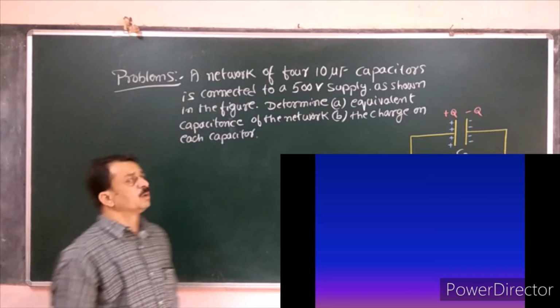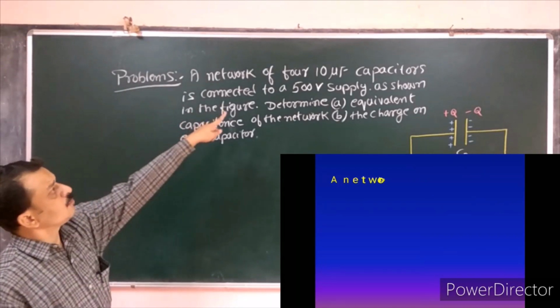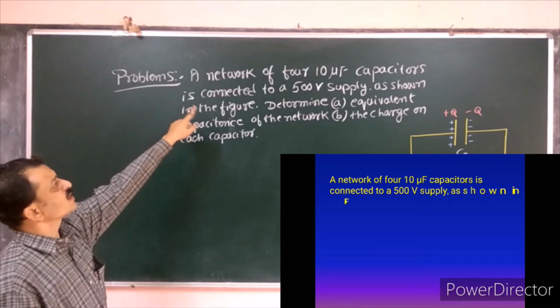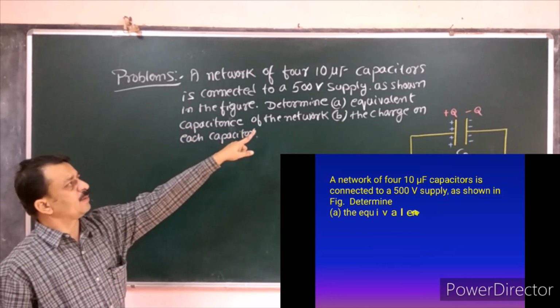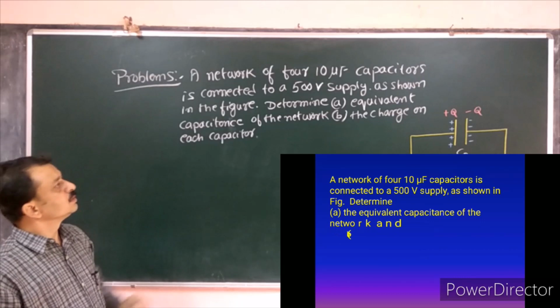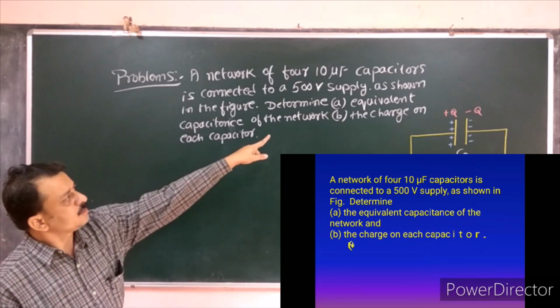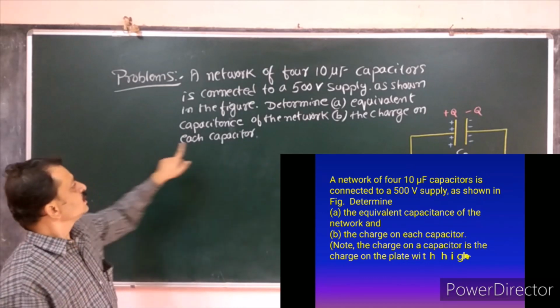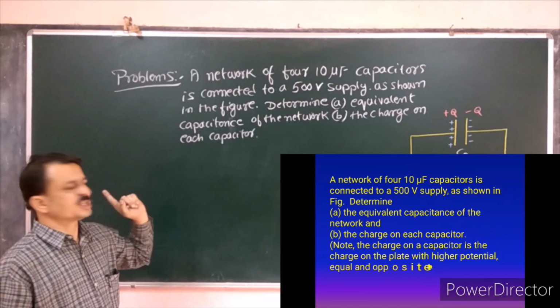Now we'll solve some problems. A network of four 10 microfarad capacitors is connected to a 500 volt supply as shown in the figure. Determine A. Equivalent capacitance of the network. B. The charge on each capacitor.